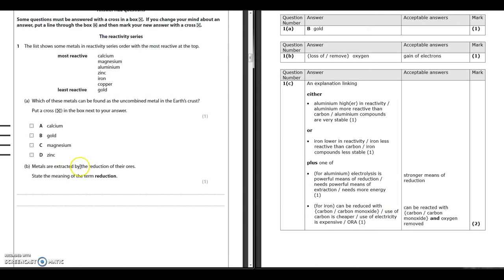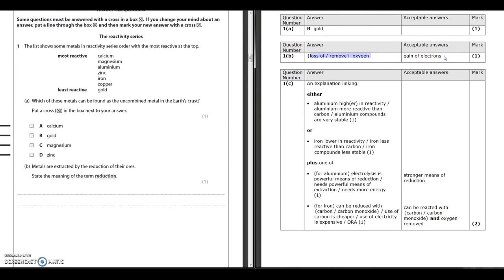Metals are extracted by the reduction of their ores. State the meaning of the term reduction. So this is knowing one of our key words. Reduction is all about oxygen, and it's the loss or removing of oxygen, as we look at later on. It can also be in terms of electrons.